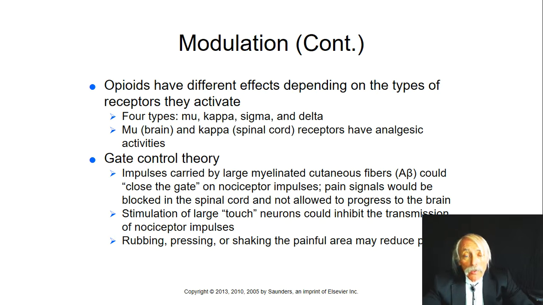There's a theory called the gate control theory that's out there, and it gets modified a lot because publications on it are frequent. What it says is that impulses carried by large myelinated cutaneous fibers, which we discussed last time, which are the A betas, could close the gate on nociceptor impulses. So those are pain signals that would be blocked in the spinal cord and not allowed to progress to the brain at all. Okay? So that's a gate control.